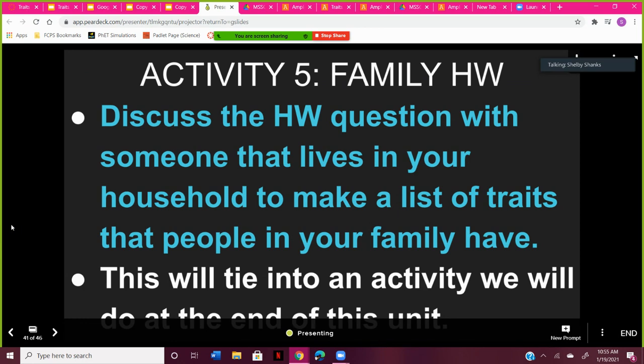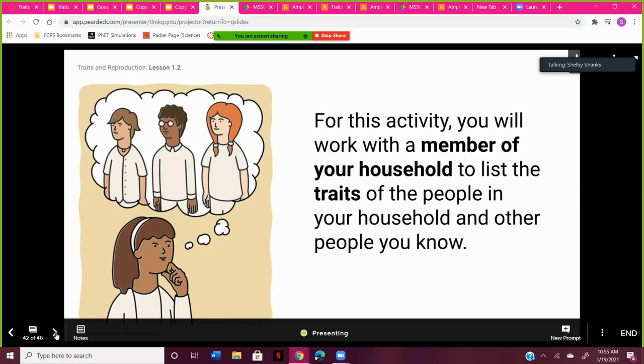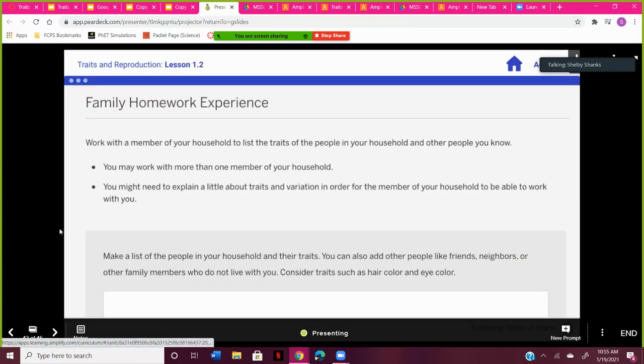Okay, so for this family homework, you're going to discuss the homework question with someone that lives in your household to make a list of traits that people in your family have. This will tie into our project that we're going to do at the end of this unit. In Amplify, it says, work with a member of your household to list the traits of the people in your household and other people you know.